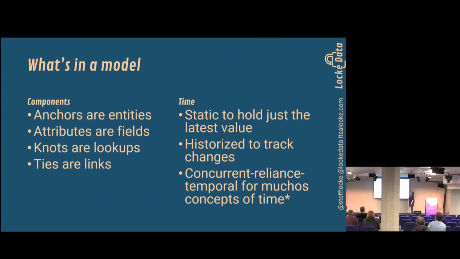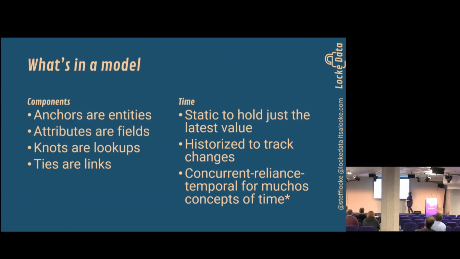So those are the main components, and then you can set up some different concepts of time. So you can make something static to just have a single value. So you're not going to worry about change tracking. You can then make something historized to track the changes. So whenever you update a value, the old value will be stored with a beginning and an end date. And you can then use a point-in-time view to say, what was the value at a given time? Or what changes did this value undergo between these two dates?